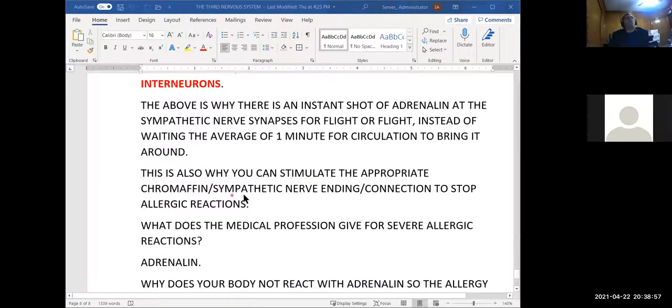This is also why you can stimulate the appropriate chromaffin or sympathetic nerve ending or connection to stop allergic reactions. Okay, so you have an allergic reaction. You have something that may be death dealing. People react to peanuts and they can go into shock. What do they do? They shoot them with adrenaline. Well, had you ever thought, if the person had enough adrenaline, then they would have taken care of it already? So what do we do with that?